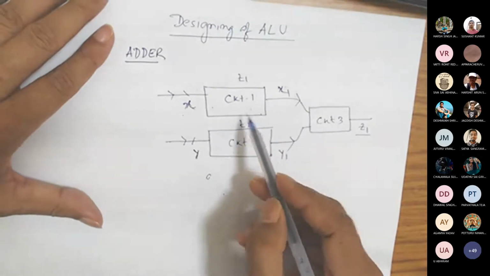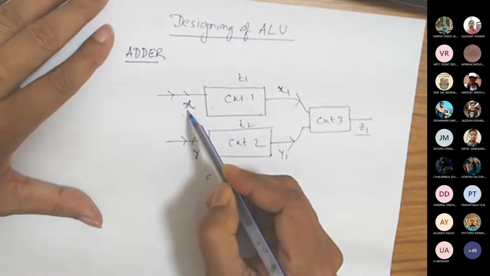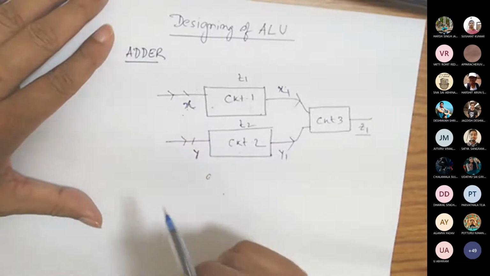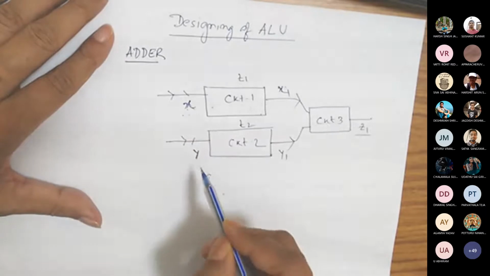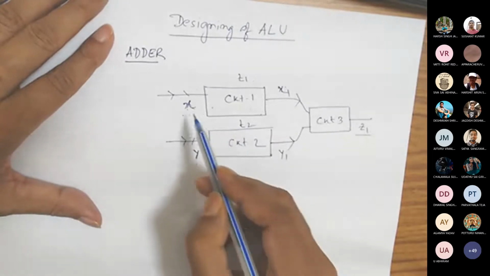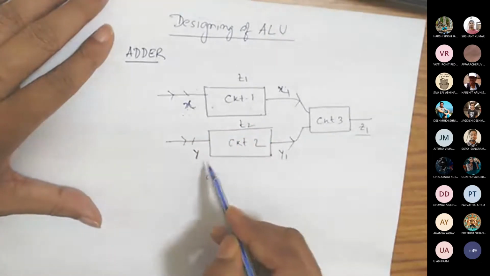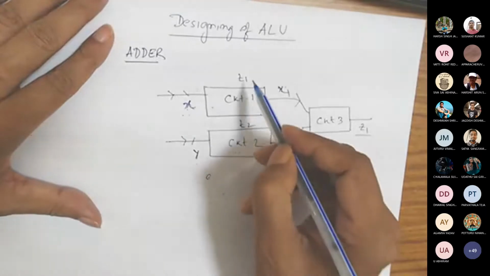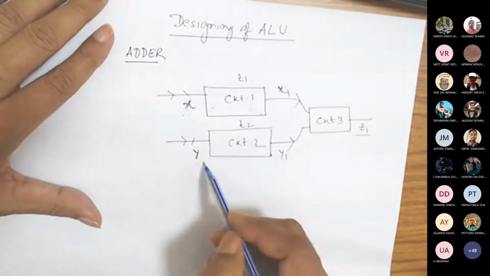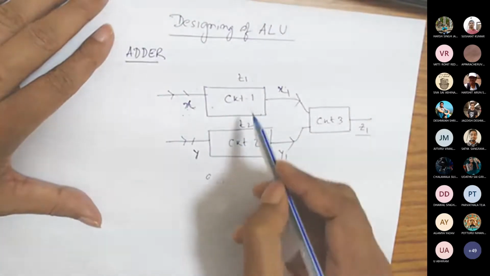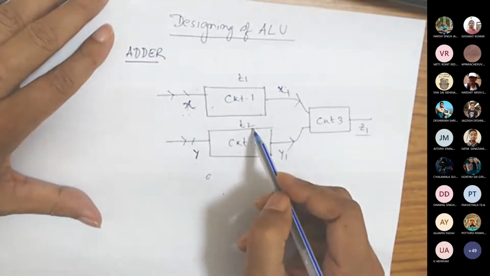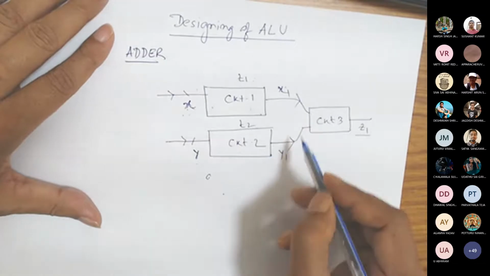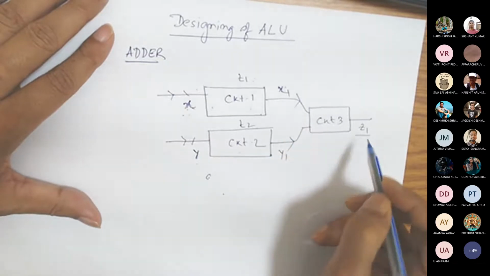So if you look into this, X is the input. If X is the input, Y is another input. X goes through circuit 1, Y goes through circuit 2. Circuit 1 has a delay of T1, circuit 2 has a delay of T2. But circuit 3 requires both X1 and Y1 together to generate Z1.